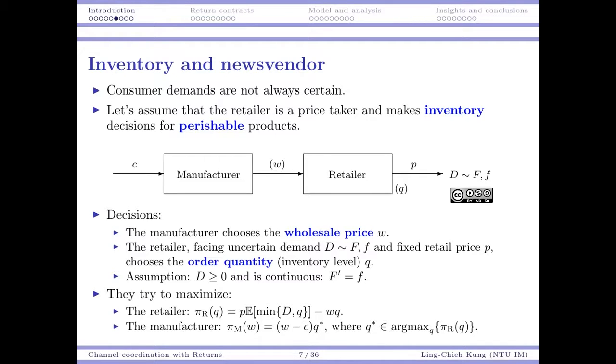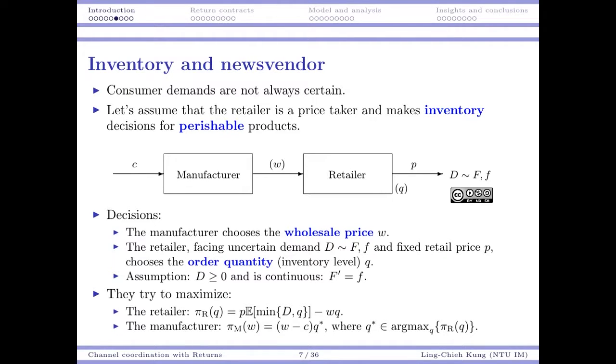And then the manufacturer's problem is simple. It's just the sales margin times the order quantity, or the sales quantity from the manufacturer to the retailer. So in this particular model, the downstream retailer is just a newsvendor and the manufacturer would like to sell as much as possible. Okay? If the wholesale price is fixed. Okay, so this is the retailer's and manufacturer's problem. If you need some review about the newsvendor, go back and see the videos from the previous week.